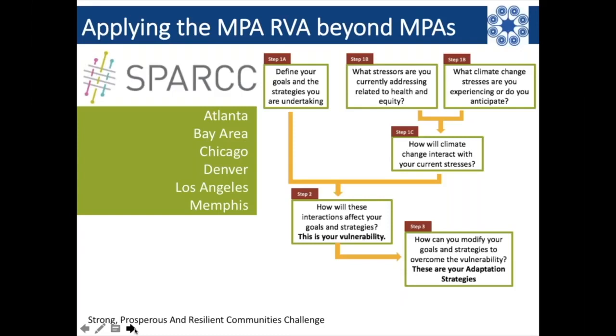I just wanted to point out that this RVA was designed for marine protected areas. However, I have subsequently modified it and used it beyond marine protected areas. I've been using it in the Strong, Prosperous, and Resilient Communities Challenge project that's working with 6 cities. We have already tested it in Atlanta, and we've made only fairly minor modifications.